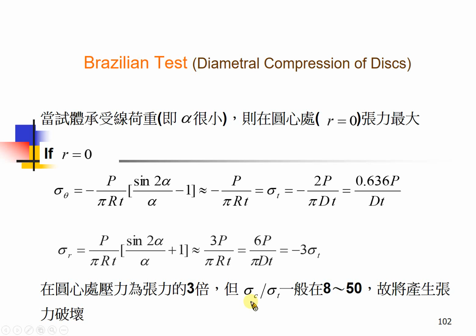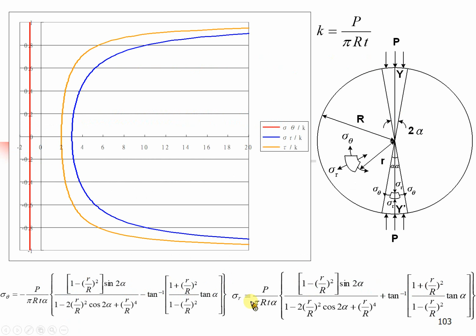Understand? In the middle of the disk, the tensile stress is 3 times the compressive stress, but usually the compressive strength is 10 times the tensile strength, so the failure must be tensile failure first. Understand? At the center of the disk, the compression stress is 3 times larger than the tensile stress. However, the compression strength is usually 10 times larger than the tensile strength. So the failure will be controlled by tensile failure. Okay? I will complete the introduction of the Brazilian test.